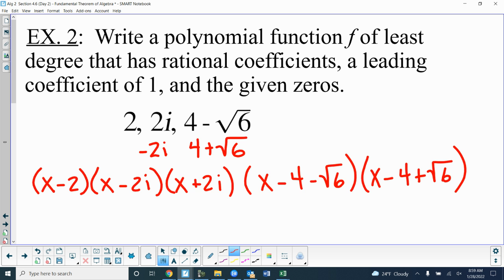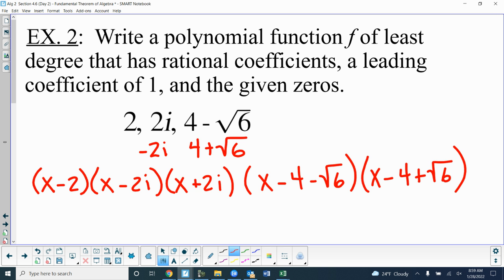All right, Caleb. They come in pairs. All right, so the complex numbers come in pairs, and these irrational ones with the radicals come in pairs always. All right.